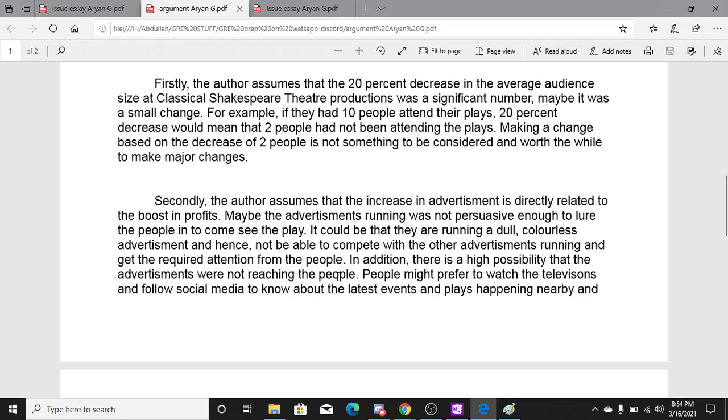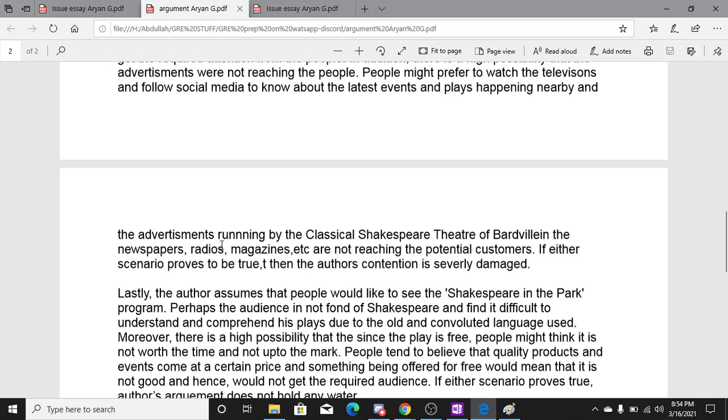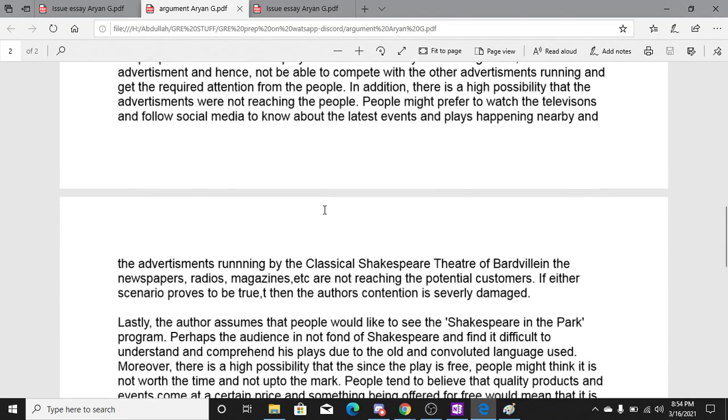In addition, there's a high possibility that the advertisements are not reaching the right people. People might prefer to watch television and follow social media to know about the latest events and plays happening nearby, and the advertisement run by the Classical Shakespeare Theater of Bardwilly, the newspaper, radio, magazine, etc. are not reaching the potential customers. Okay, cool, I like it. If either scenarios prove to be true, then there is this extra T in there. I think it needs to be removed. Then the author's contention is severely damaged. Yeah, I agree. And again, very solid and good paragraph.